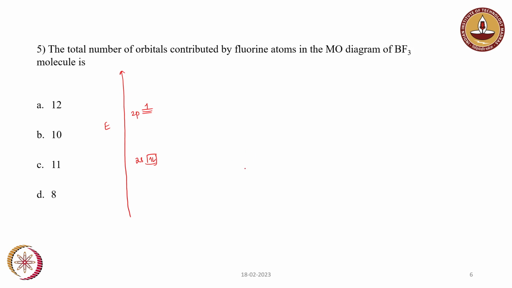In fluorine, there are 3 fluorine atoms, and in each fluorine there are 2s and 2p orbitals. In 2s there are 2 electrons, and in 2p there are 5 electrons. So there is one s and three p orbitals. So in 3F, that means 3 into 4, that is 12 atomic orbitals will be present. So it will act as 12 ligand group orbitals.